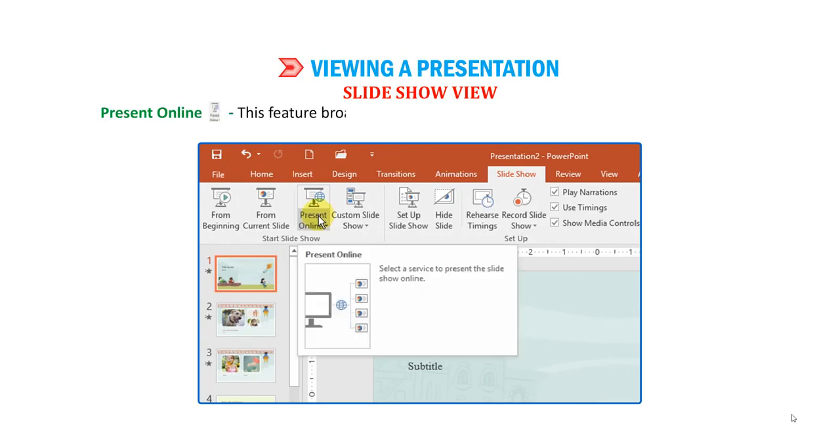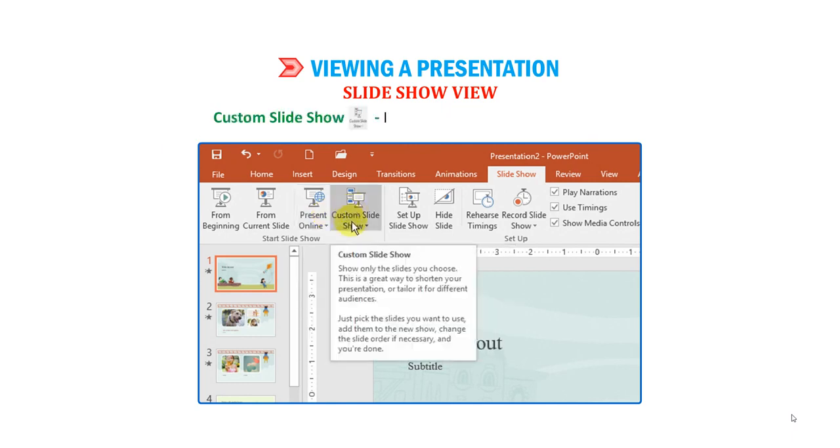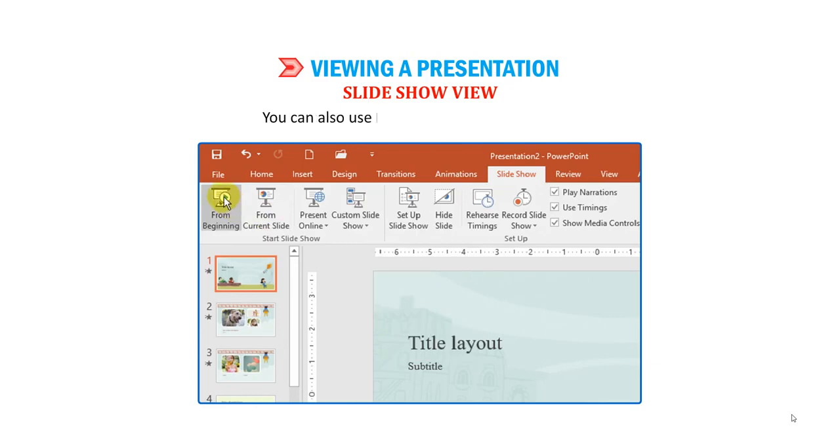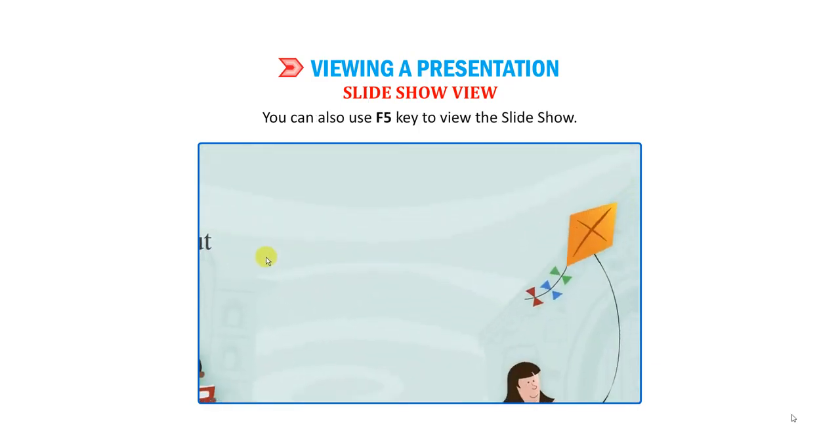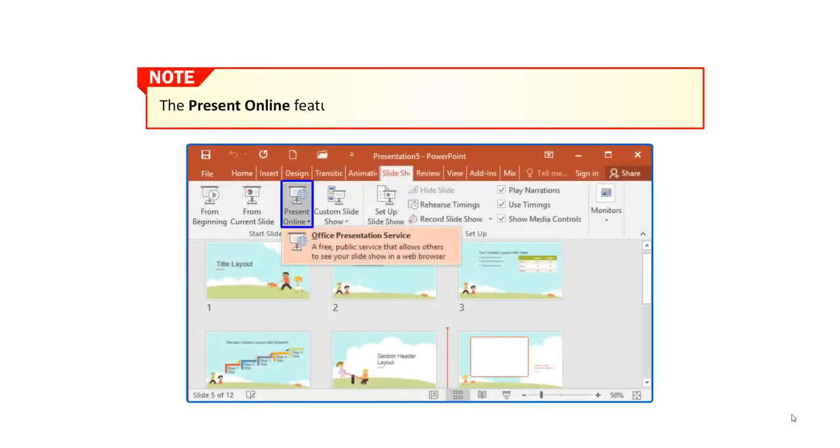Present Online: this feature broadcasts the slideshow to remote viewers who can watch it through a web browser. Custom Slideshow displays only the slides you select. You can also use the F5 key to view the slideshow. Students, note the fact that the Present Online feature requires a network service to host the slideshow. You can send the link URL of your presentation to your audience by email.